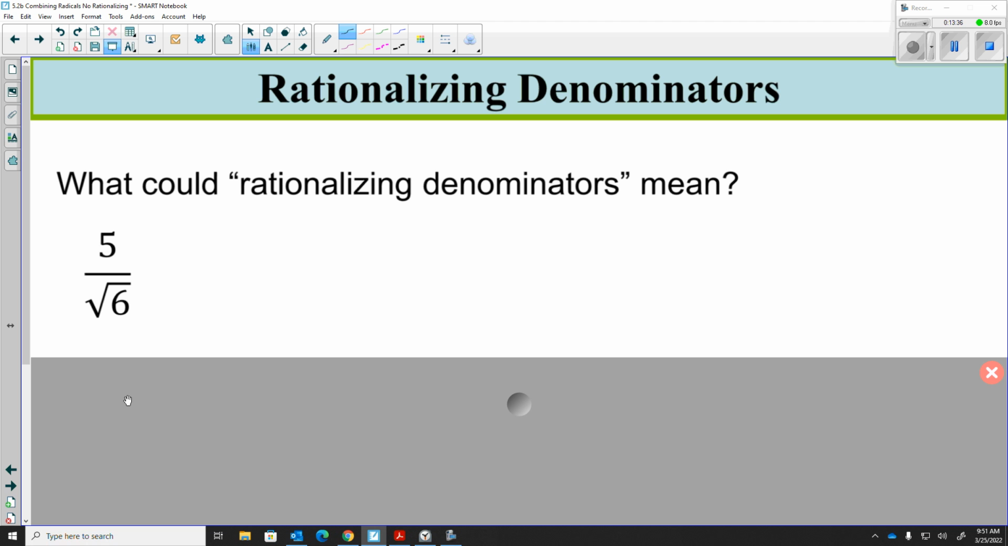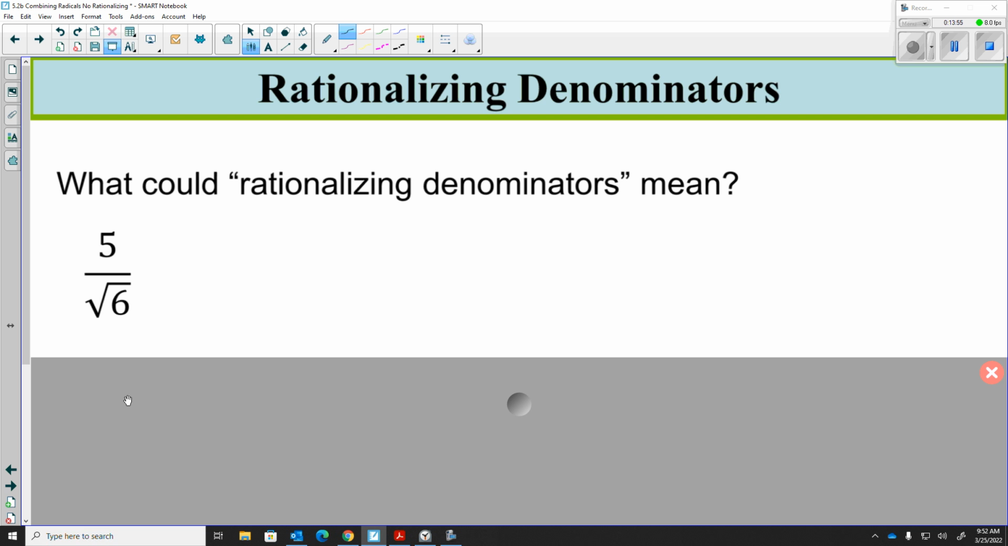Rationalizing a denominator. What do you think that might mean? Well, first off, what's a denominator? It's the number on the bottom. What's in the bottom right now? A radical.